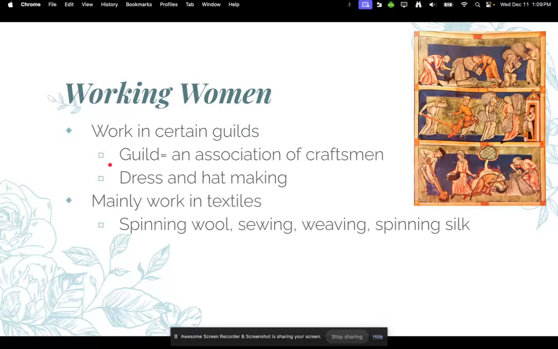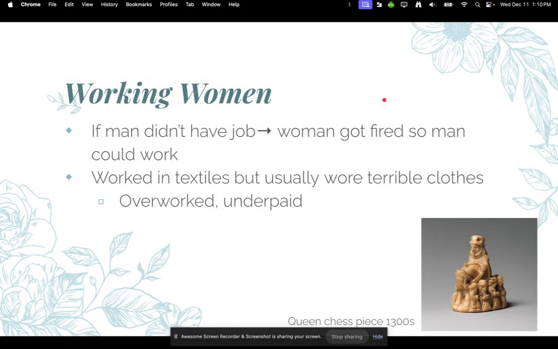They could not just do any guild, though. It was specifically the dress and hat making guild. And they would also work mainly in textiles. Textile is like cloth. That's what a textile means. So, they were permitted to have jobs like spinning wool, sewing, weaving, and spinning silk.